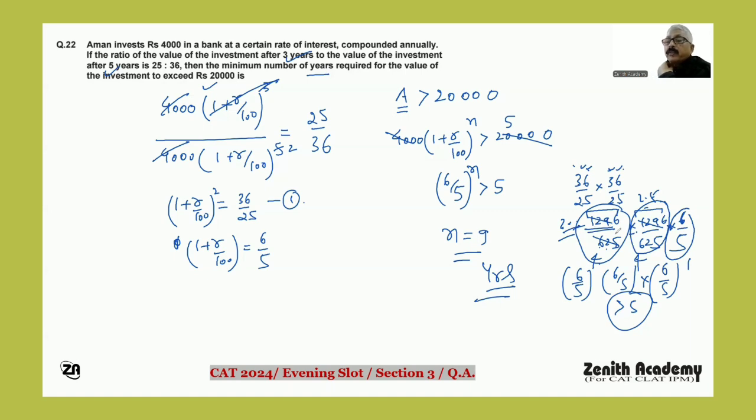So 1296/625 means (6/5) to the power 4, another (6/5) to the power 4, that is 4 plus 4, and one more for this. The answer is 4 + 4 + 1, the answer is 9. This is your answer. Okay, so now all 22 questions are completed.